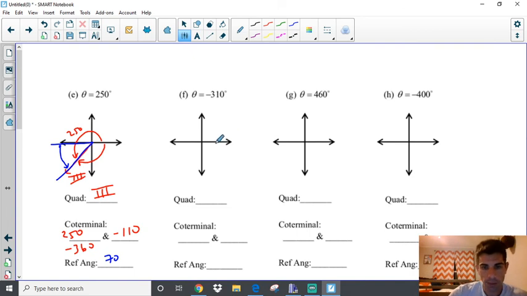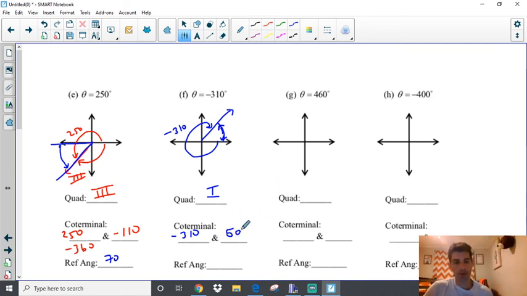All right, so now here we go. We're going in the negative direction. So that's negative 9, 18, 27. Right there is going to be your 310. So now we are in the first quadrant. How many more degrees do you need to get to 50? That's going to be moving in the opposite direction, so it's going to be positive. So there you go, 50. And that's going to tell you your reference angle also. 50.